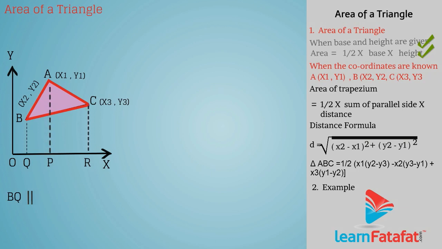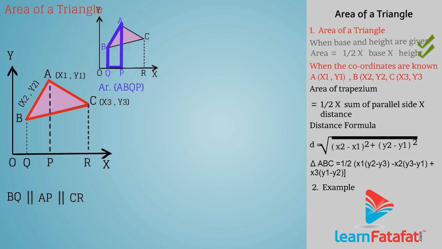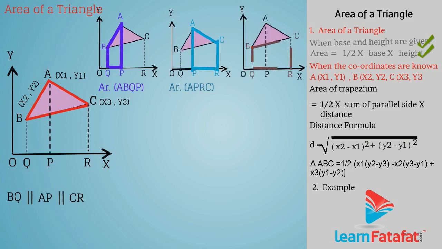From figure, as BQ, AP and CR are parallel, hence ABQP, APRC and BQRC are all trapezia. Now from figure, area of triangle ABC is equal to area of trapezium ABQP plus area of trapezium APRC minus area of trapezium BQRC.